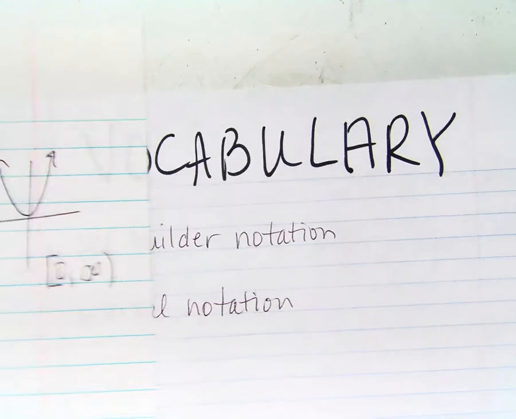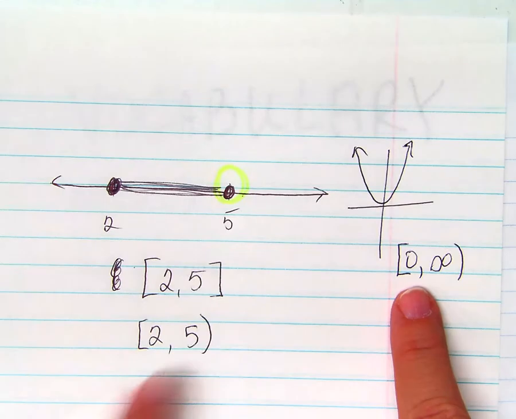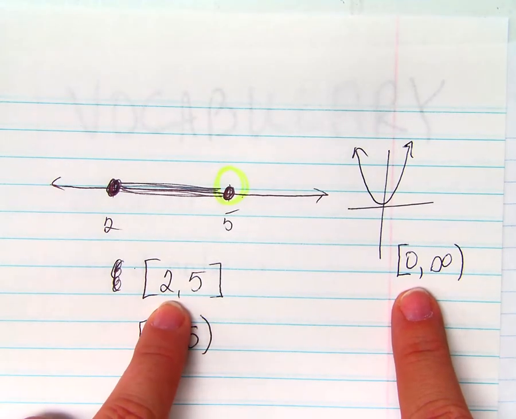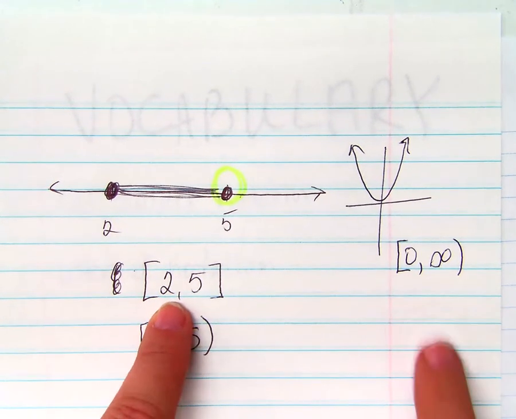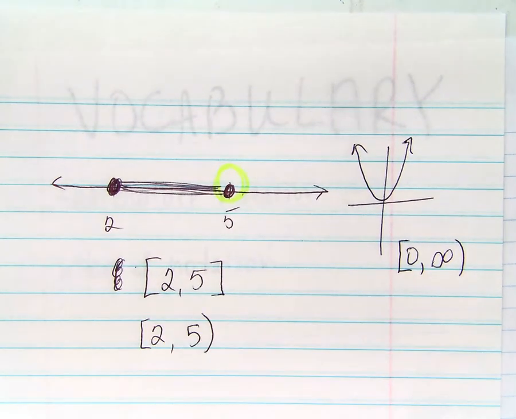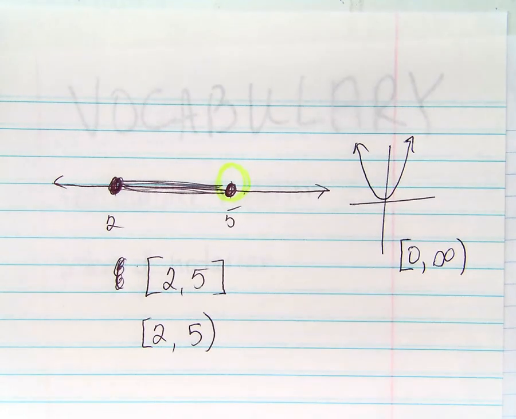set builder notation, okay? So first of all, on interval notation, I want you to write this, the 2 comma 5, and I want you to write the 0 comma infinity with the correct, this one both having 2 brackets and this one having a bracket and a parenthesis. Is that enough for you to look back at this vocabulary page and say, oh yeah, that's interval notation? Okay, good.